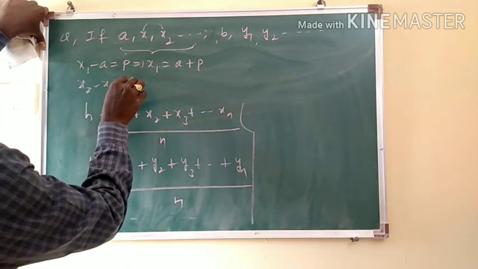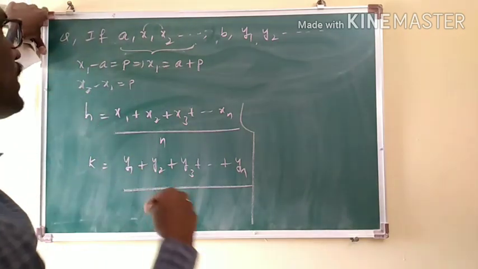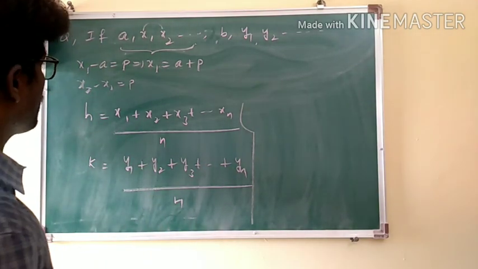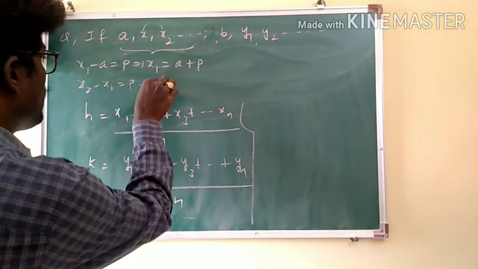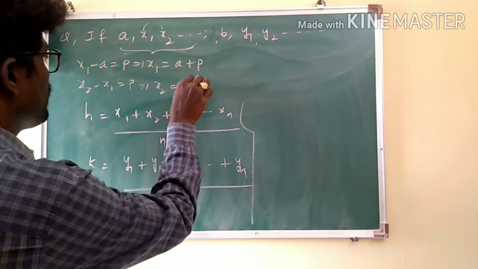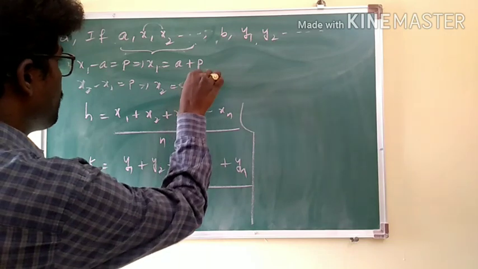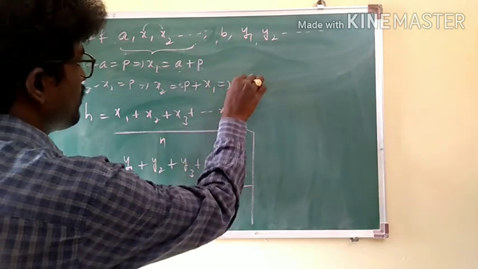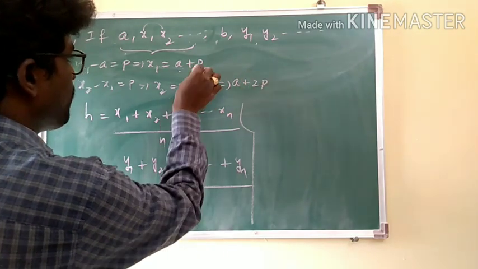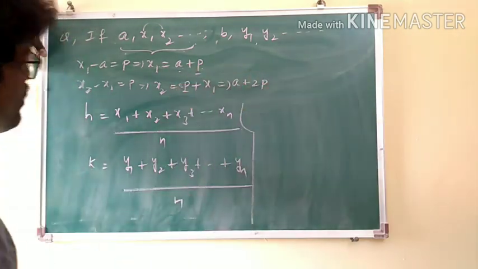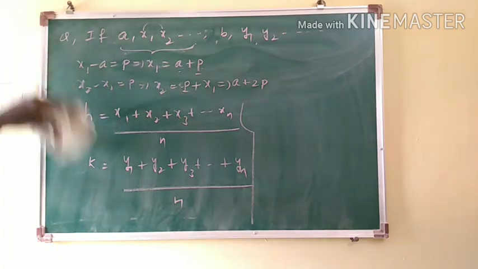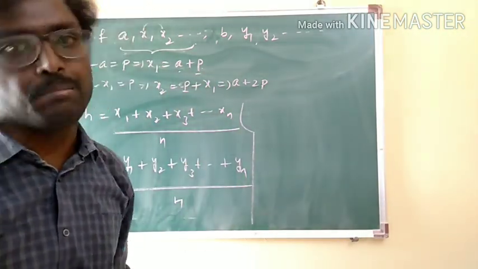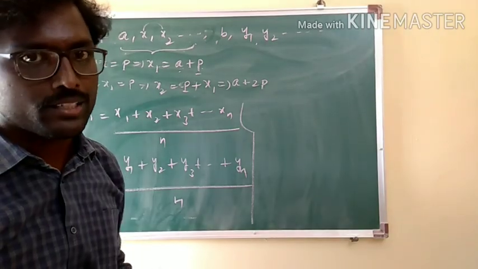x2 minus x1 is also P, because the difference between any two consecutive terms must be P, since P is the common difference here. That implies x2 is equal to P plus x1. But what is x1? A plus P. So you will be getting A plus P plus P, which is A plus 2P. Similarly, what is x3? A plus 3P. x4? A plus 4P. xn? A plus nP. Hope you got it.